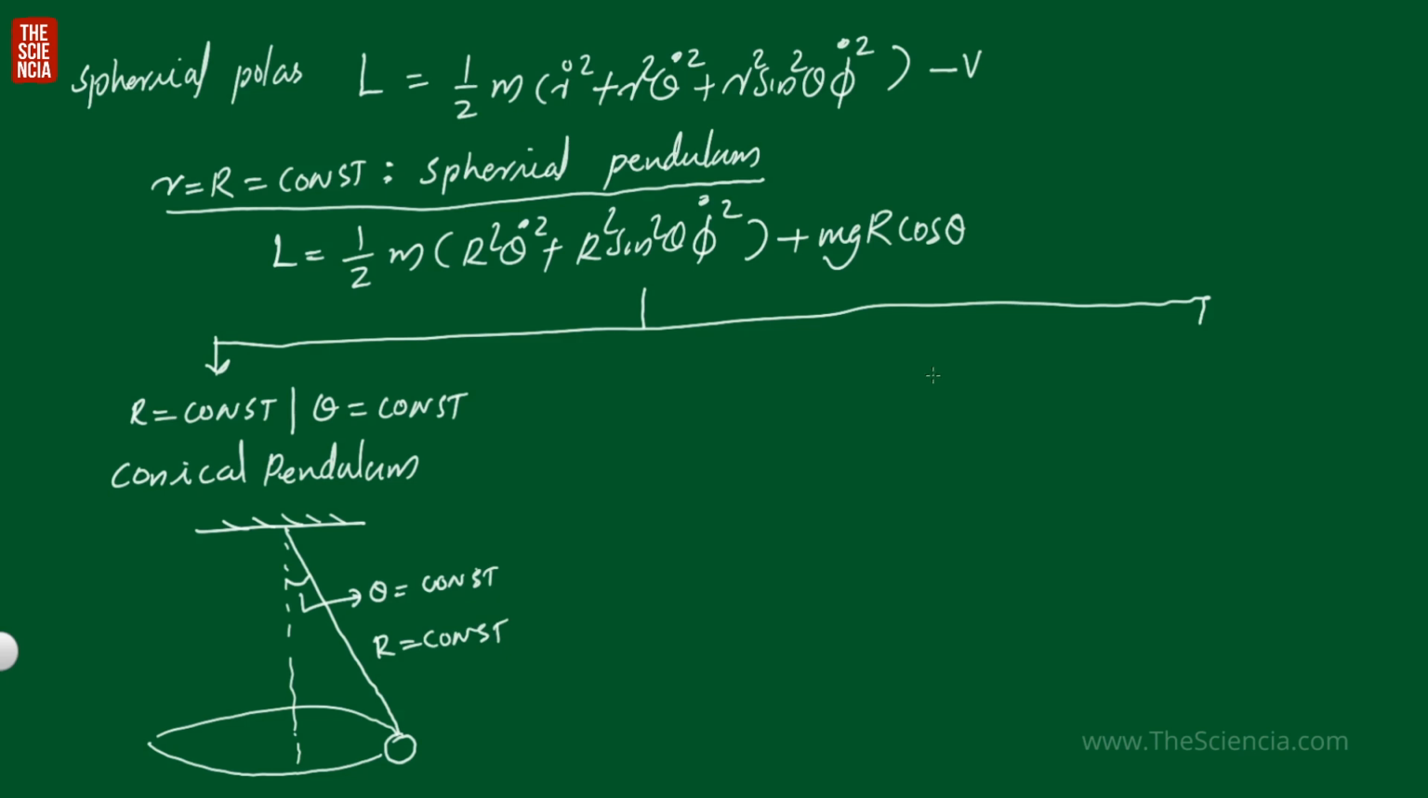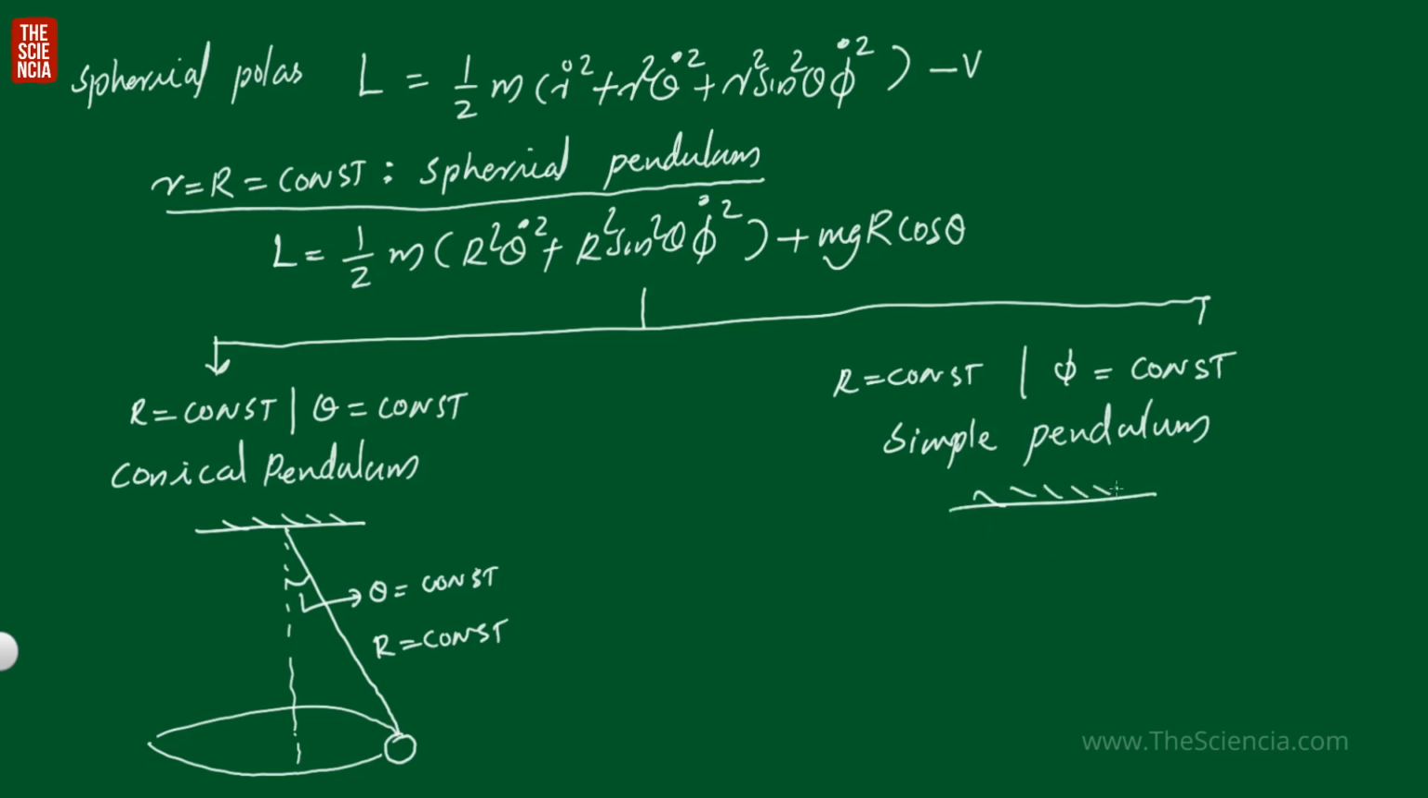Now I am taking another condition, that is r equal to constant and phi equal to constant. Then I will get a simple pendulum. See, it oscillates like this. So here r is constant and phi is also constant. Theta is the only variable.